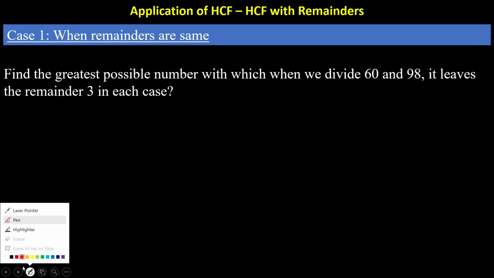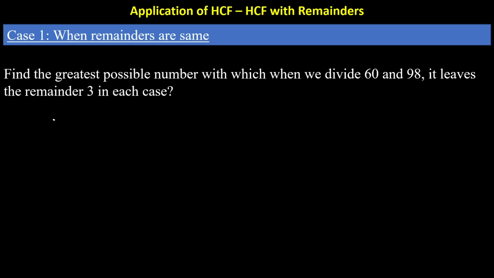Now, let us take an example here. Before remainder 3, I will check with remainder 0. There is a number 60. When I divide by x, I need to get the remainder as 0. And there is one more number 98. When I divide by the same number x, I need to get the remainder as 0. So here I need to find such a number which is a common factor of 60 and 98.